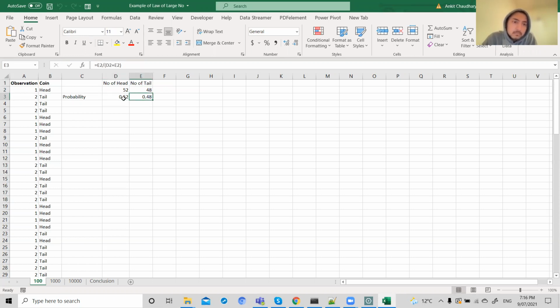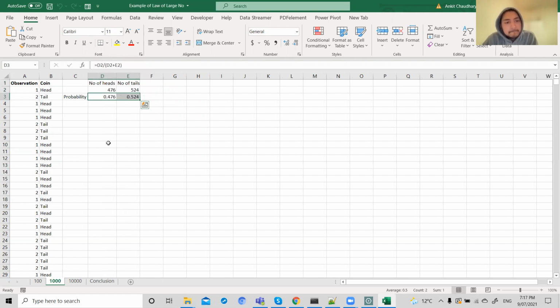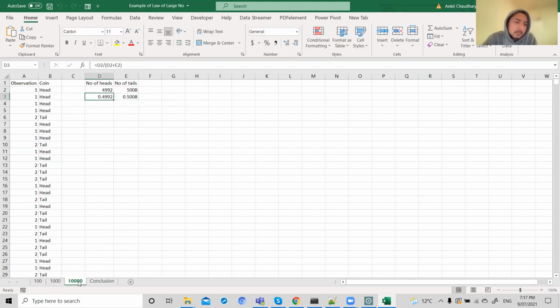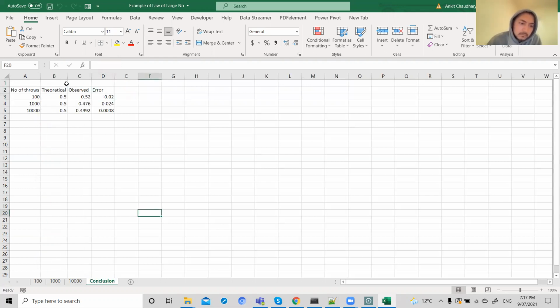So here you can see your probability for the 100 sample is 0.52 and your tail is 0.48, so it's near about 0.5, right? If we look at 100 observations, it is somewhere around 0.476 and 0.52. If you look at 10,000 samples, it is close to 0.5, right? For the 100 samples, the theoretical value is always 0.5.